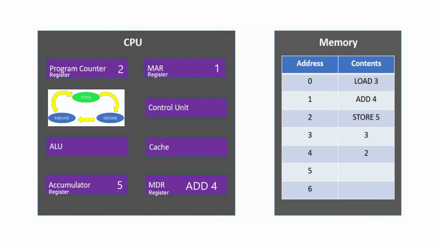The memory address register copies the new address from the program counter, which is 2. The control unit sends a signal to this memory location, which is 2, and the actual data is transferred to the memory data register. Cache is used to store a copy of this data.